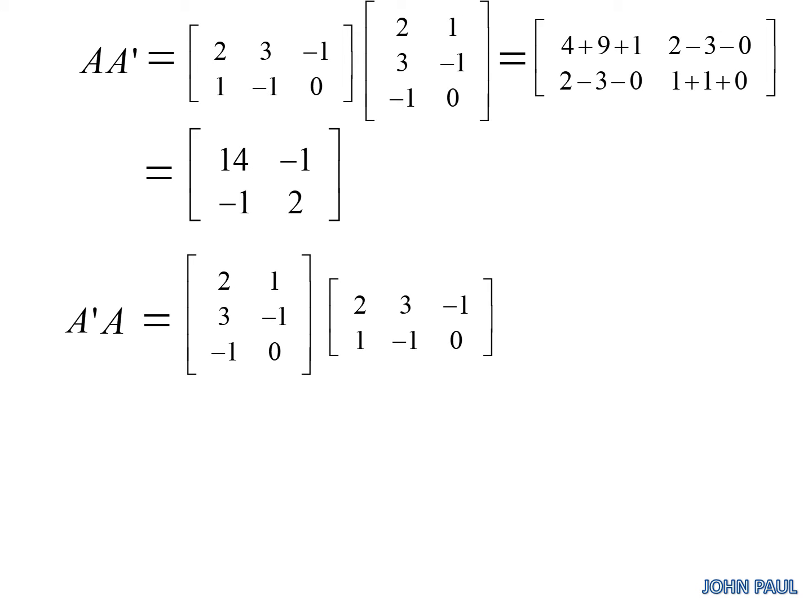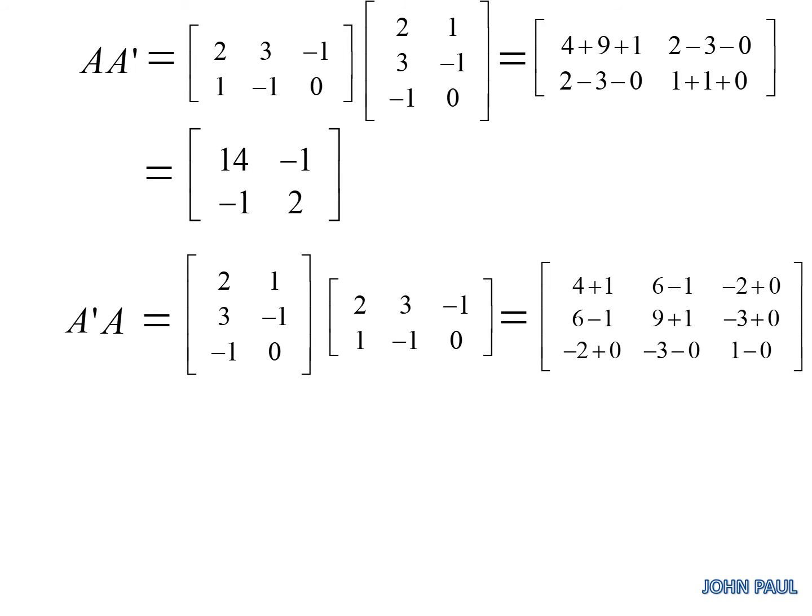A transpose into A equal to, write A transpose and then the matrix A. Same like previous one, we'll take the first row and then we'll multiply with the first column. 2 into 2 plus 1 into 1. Second column, 2 into 3, 6, 1 into minus 1 minus 1, 2 into minus 1 minus 2 plus 0.